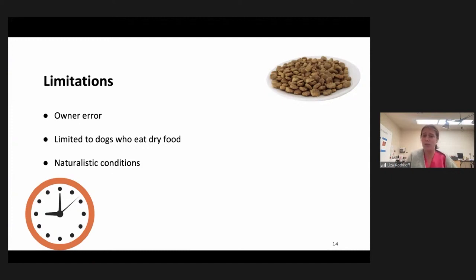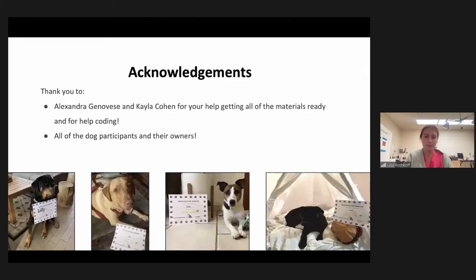And we also may have been limited by naturalistic conditions. We wanted this to be as natural as possible and in line with the owner's and dog's normal feeding schedule. So we asked owners to conduct the study at the normal feeding time. So it was not standardized across all dogs. So maybe this could have had an effect on our results.